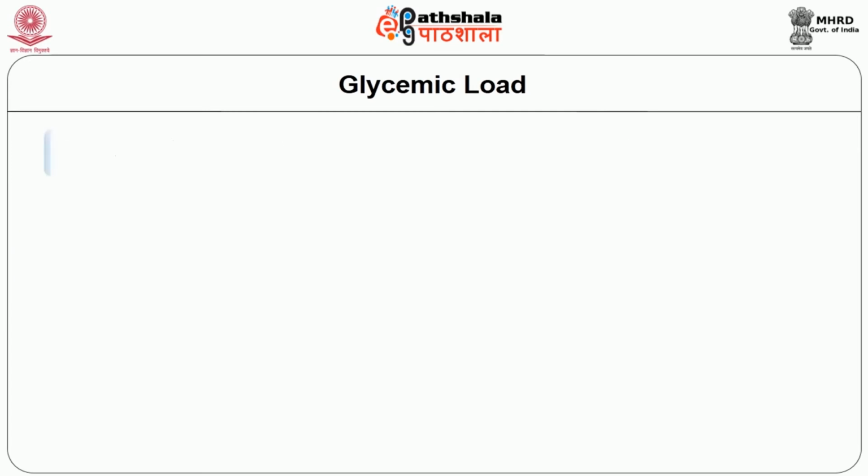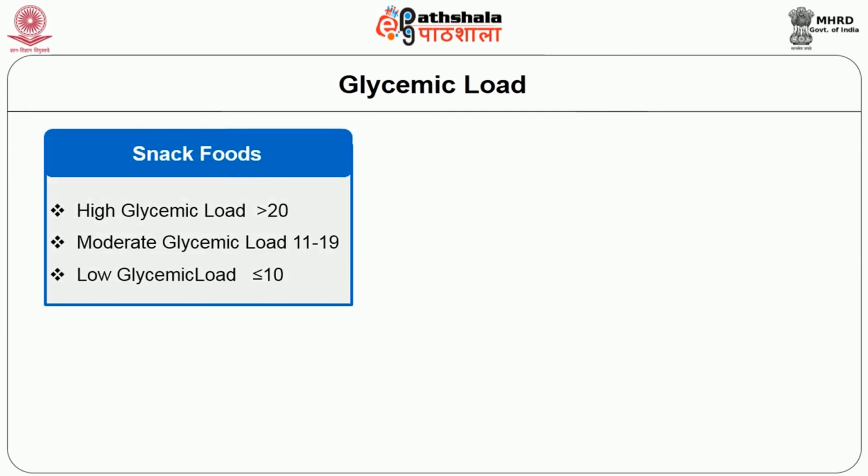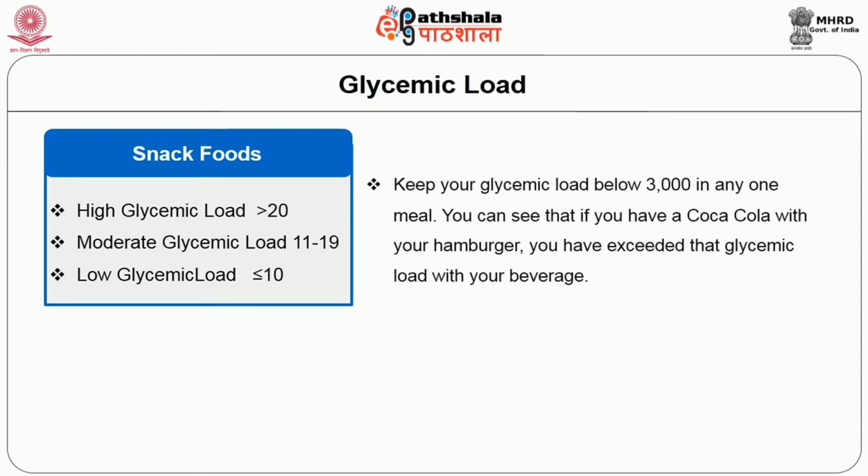The glycemic load is categorized in a similar way to the glycemic index: high glycemic load, which is more than 20, moderate glycemic load, which rates between 11 and 19, and low glycemic load, which is less than or equal to 10. The following are good rules of thumb about glycemic load. The first one is keep your glycemic load below 3000 in any of the meals. Each meal should not go beyond 3000.